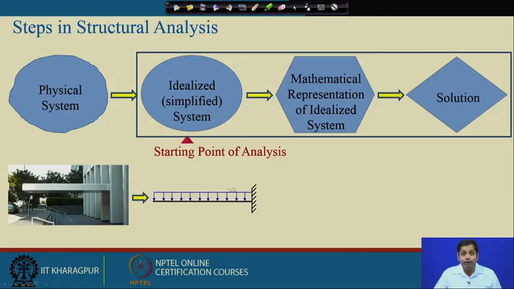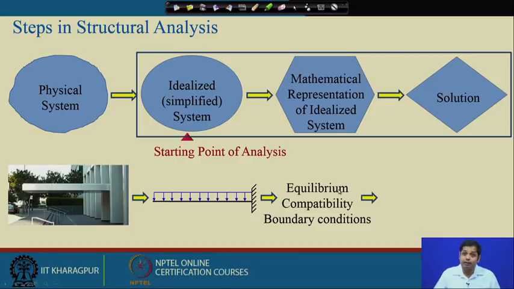Now, once you have idealized the system, the mathematical representation, if you recall what you used in solving these kinds of structures in your structural analysis 1 course, is the equilibrium equation, the compatibility equation, and of course, the boundary conditions.